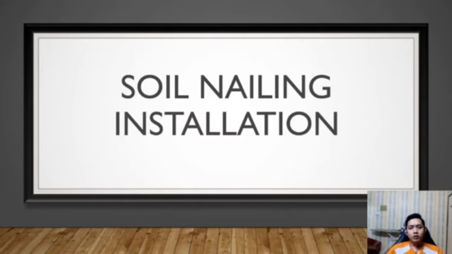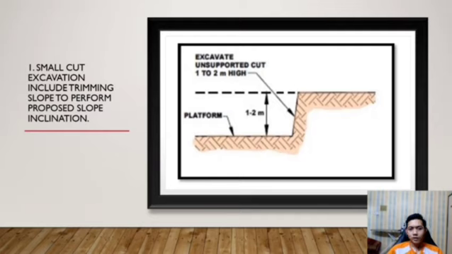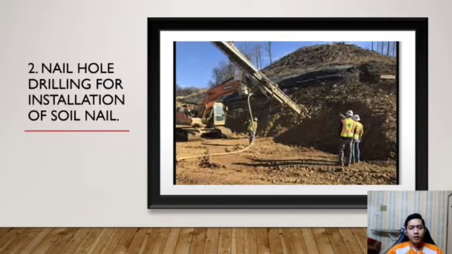Okay, now we go to soil nailing installation. The first step is small cut excavation, where it includes trimming the slope to the proposed slope inclination, and the excavated unsupported cut is usually 1 to 2 meters in height. The second step is nail hole drilling. This is for installation of soil nails. As you can see in the picture, they're using a machine to drill the hole on the slope.